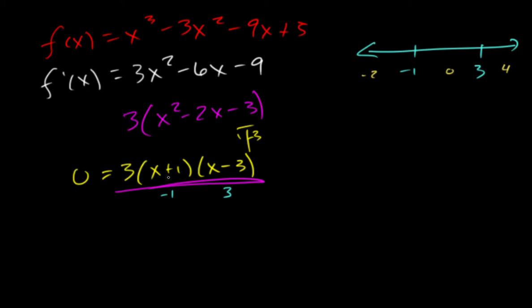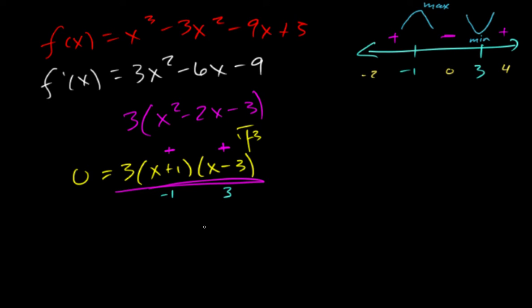If I plug in a negative right here, we get a negative. Plug in a negative here, negative. Negative times negative is positive. If I plug in a 0, I get positive, then 0, negative. Positive times negative is negative. Plug in a 4, positive times positive is positive. So if we go uphill then downhill, and then downhill then uphill, this is going to be a local max. This is going to be a local min.